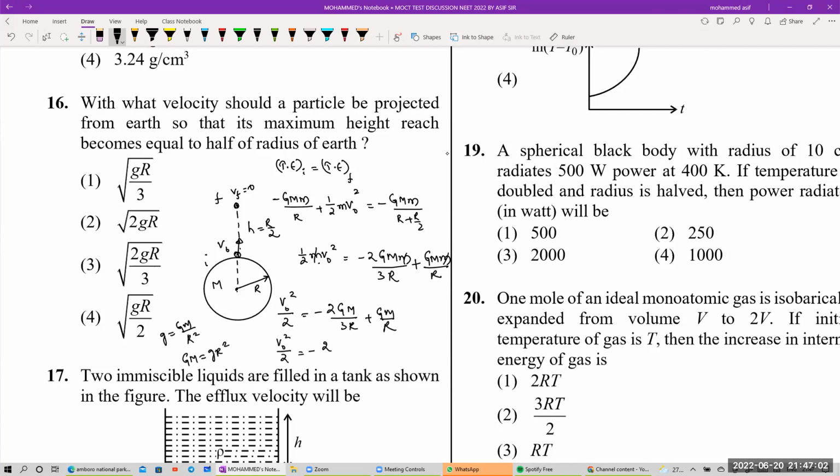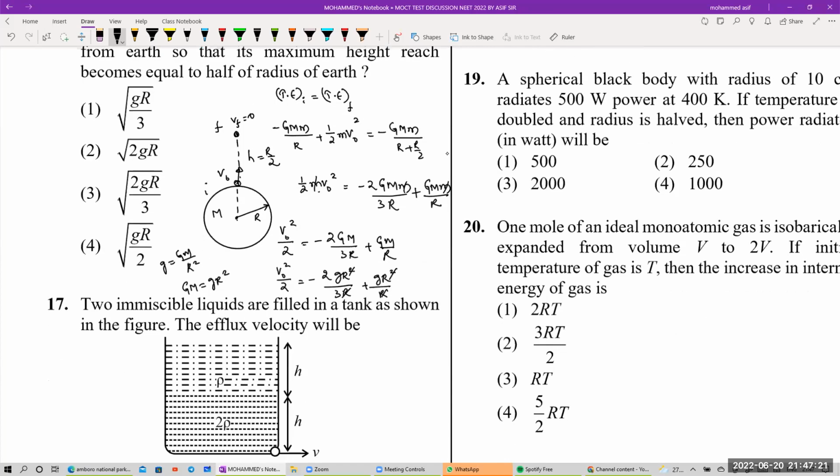तो ये लिख सकता हूँ मैं यहाँ पर v naught square divided by 2 is equals to minus 2 times of G into R square divided by 3 into R plus this one is G into R square divided by R. ये R चले गया, ये R चले गया. So everywhere और क्या आ रहा बेटा देख लीजिए, कुछ आ रहा क्या? This will be minus of 2g by 3 plus of gr. तो इसको आप simplify कर लीजिए, will be getting the value of v.